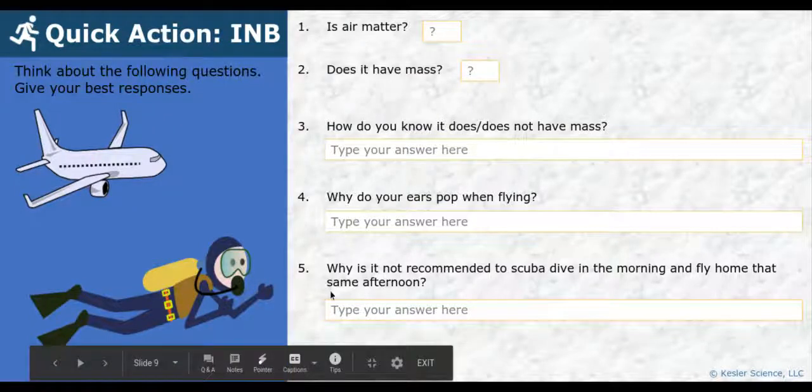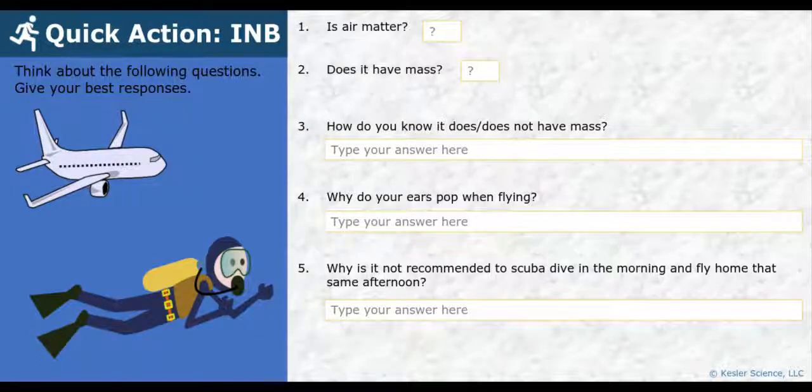And finally, number 5, it is not recommended for us to scuba dive in the morning and then fly home that same afternoon because you're going from a lower place in altitude with greater pressure to a higher place with less pressure. And this can cause us to get altitude sickness sometimes. This can kind of make us dizzy because of this change in pressure and density.